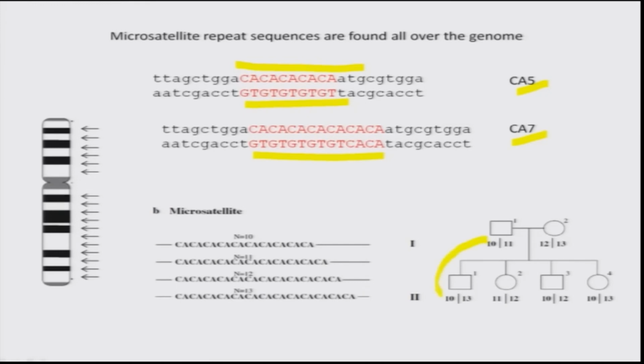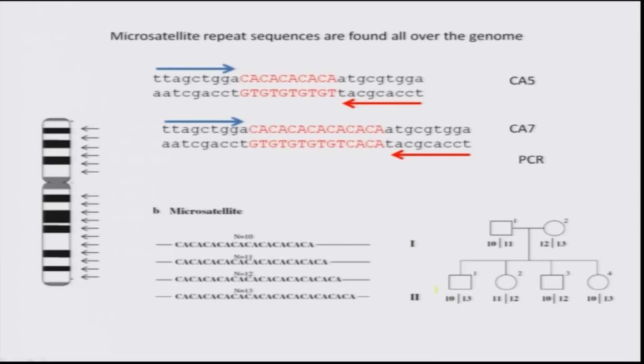So, how do you do the typing? We do it by the conventional PCR, that is called polymerase chain reaction, routine PCR, wherein we design 2 primers, one forward and one reverse. Now, the primers, as you see, have come from the flanking sequence. You have the repeat here, but this is what you call the flanking sequence. These are identical, whether it is 5 repeats or 7 repeats, the flanking sequences are identical.